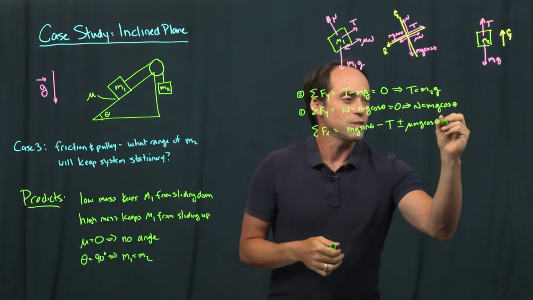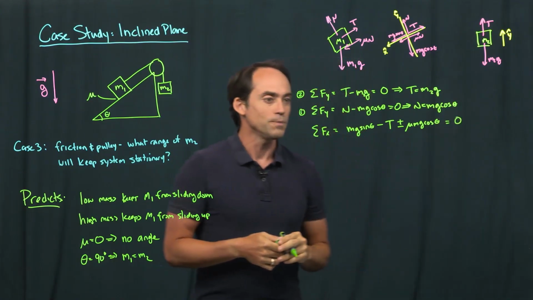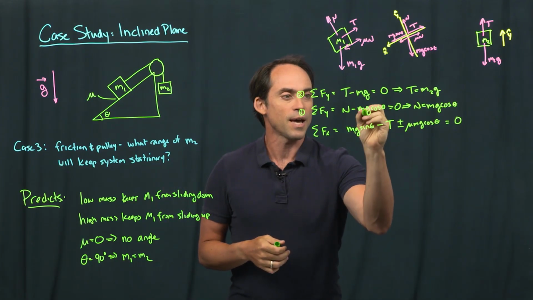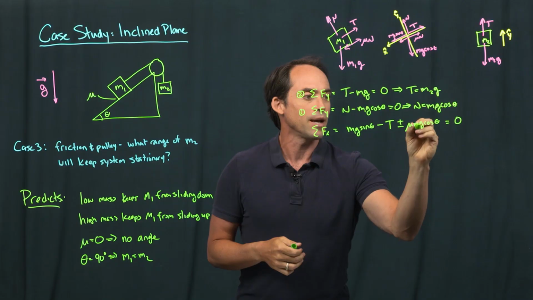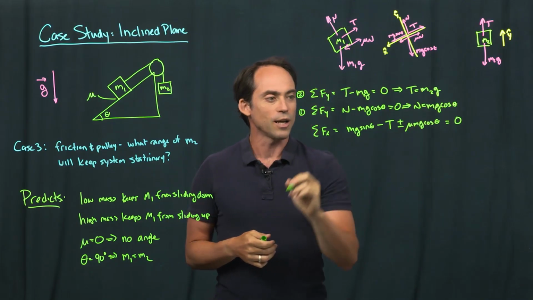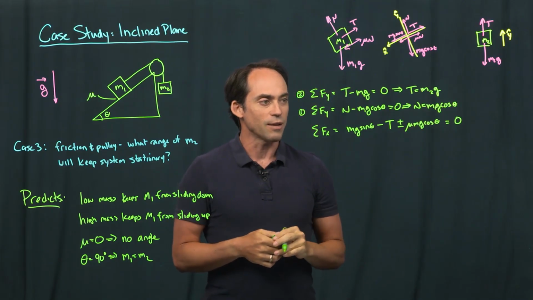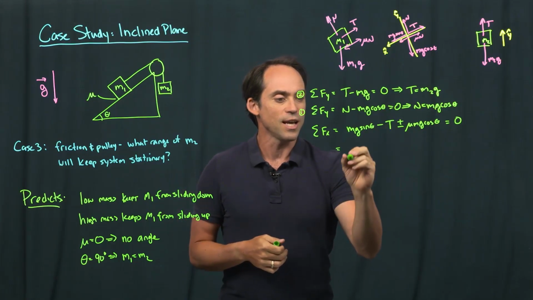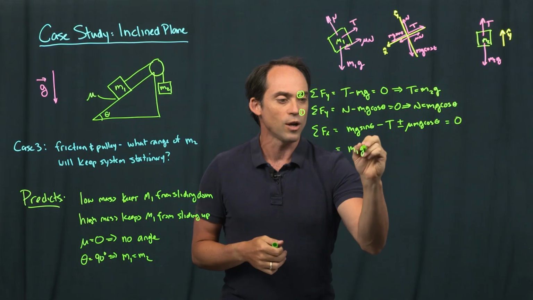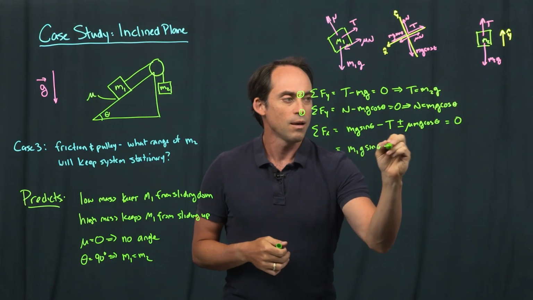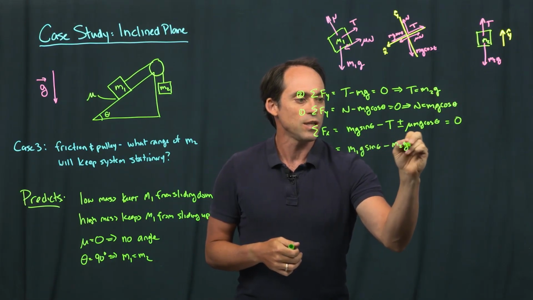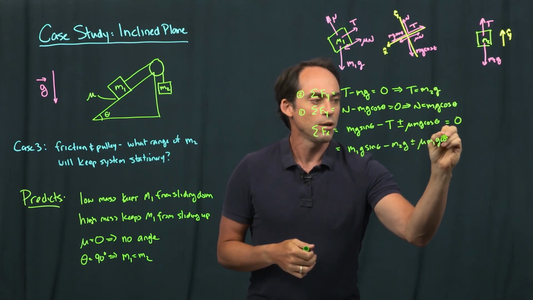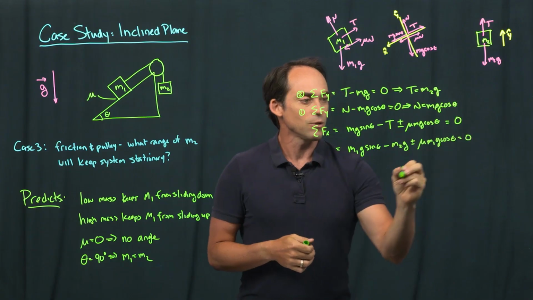But in the end, all of this is going to equal 0. And let's make sure we're clear that this is mass 1. I have to make sure I label my masses here, because we're going to look at what this looks like for the range of masses. So let's add in our tension relation: m1g sine theta minus m2g plus or minus mu m1g cosine theta is equal to 0.